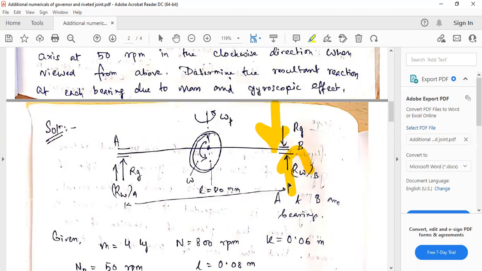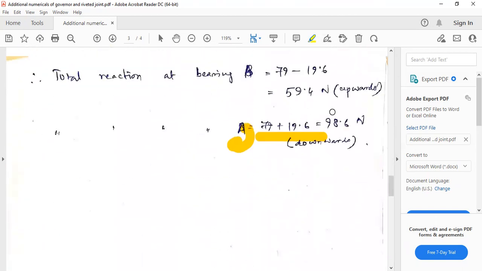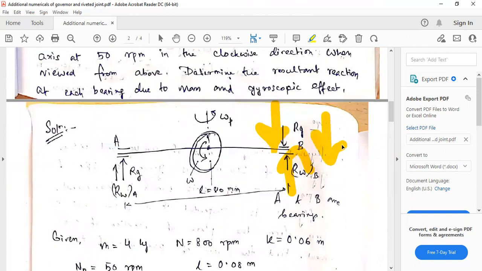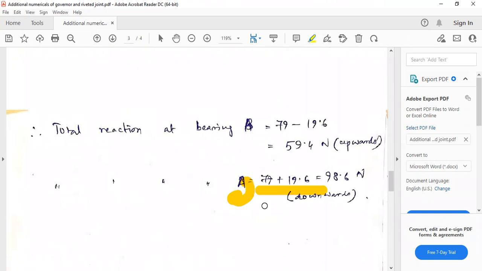So 79 minus this weight. Okay, 19%. So this gives you 59.4 at this bearing B, and at A it is 19.6. These are actually reactions because otherwise the whole thing is downward, because this 17 is downward. These are both of them upward, so the reactions will be the opposite. Out of that, this one is downward at A, this one is upward at B. These are actually the resisting forces you can see.